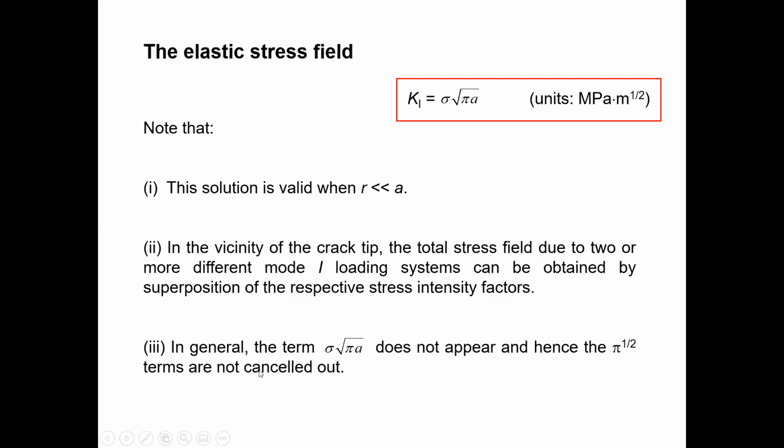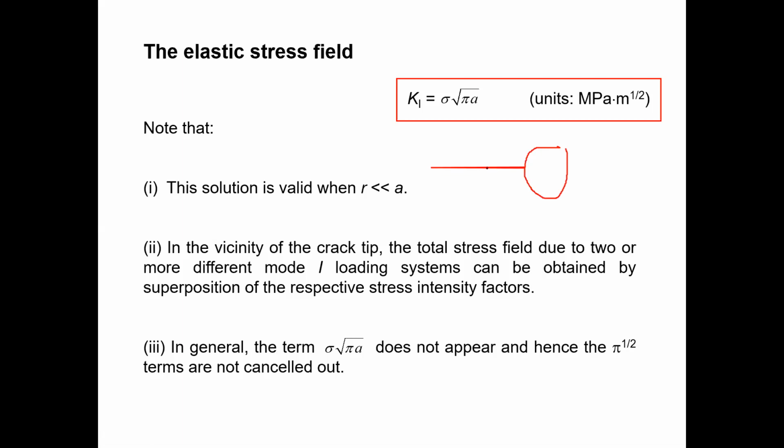So in general terms, the K_I does not appear, and hence the 5 half terms are not cancelled out. So that means these terms we can't cancel out, so we need to keep them. I will give a rough idea here. If you can't keep this equation in mind, this is the way I keep this equation in mind.